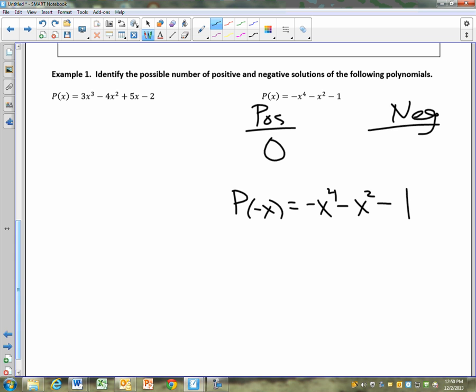That's the same as the beginning, right? Are there any sign changes here? So how many negative solutions do you have? 0. Well, how many solutions does this polynomial have? It has 4, and they're all imaginary. That means that the graph never crosses the x-axis.